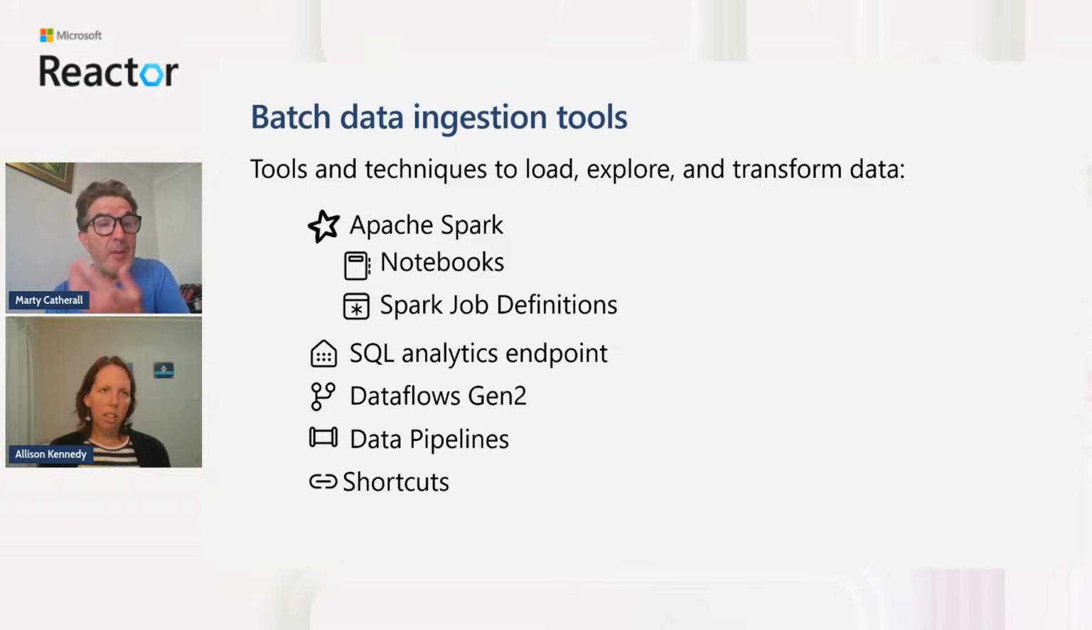Gen 2 might be able to connect to different data sources that maybe the pipelines can't. As an example, I think last year, and this may have changed now, I found that I could connect to a Google Analytics data source with Dataflows Gen 2, and I was unable to do that with pipelines. So that might be an example of when I wanted to use dataflows over pipelines. I'm sure you've run into things like that yourself, Alison.